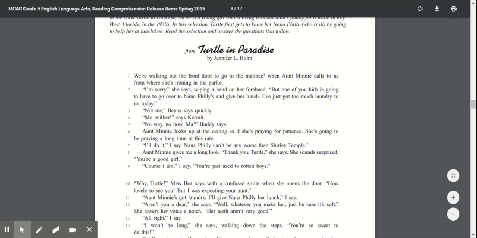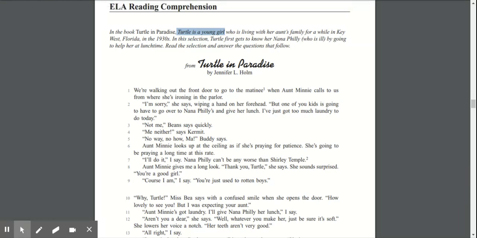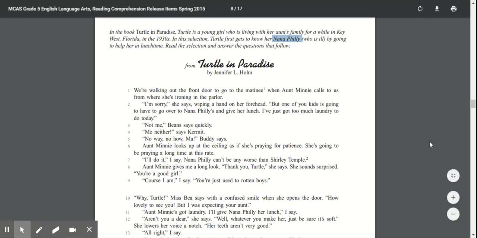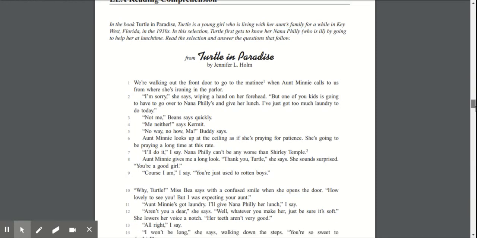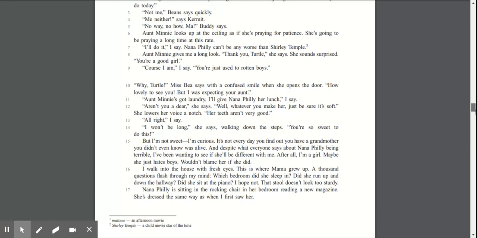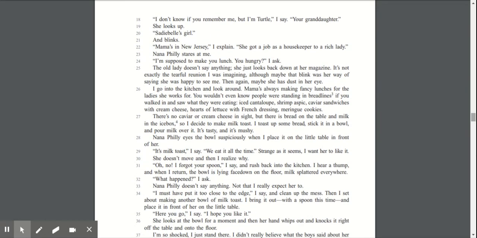Right. Turtle. It already states it in this beginning part that we already read about. So we already knew that this was technically going to be about a girl named Turtle. Now, there was another main character that played an important role in this. And of course, that's again in our italicized letters, Nana Philly, because it's saying she gets to know her Nana Philly by going to help her at lunchtime. So these two characters were the main people, and the setting was at Nana Philly's house. It was always where Turtle was going to help feed her. So that should definitely be a part of your setting.